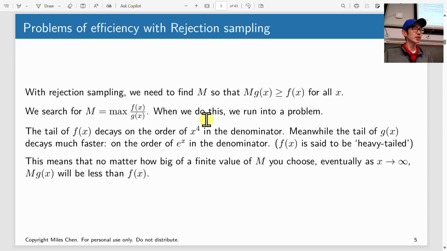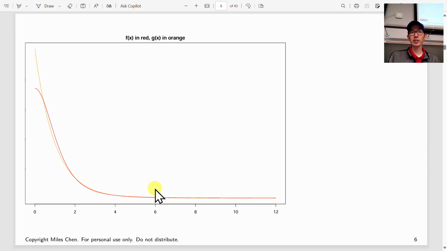And so what this means is that no matter how big of a value m that we choose, a finite value of m, eventually as x goes to infinity, m times g of x is going to eventually be less than f of x. Okay, and I can illustrate this, right?